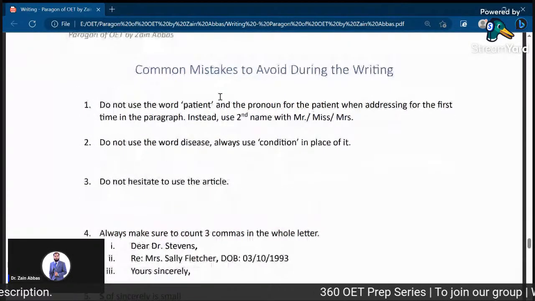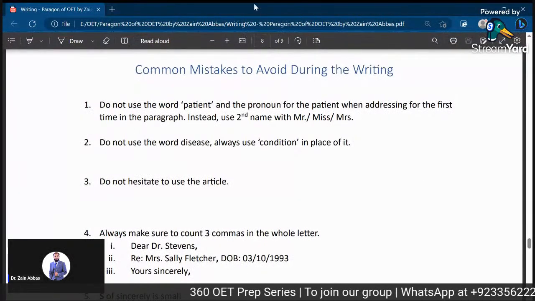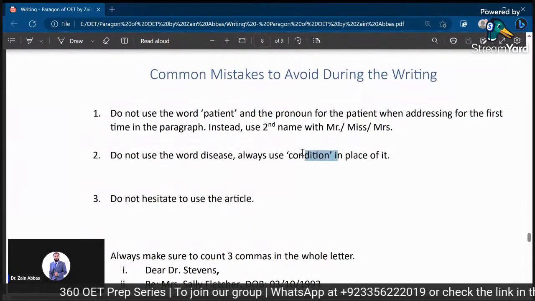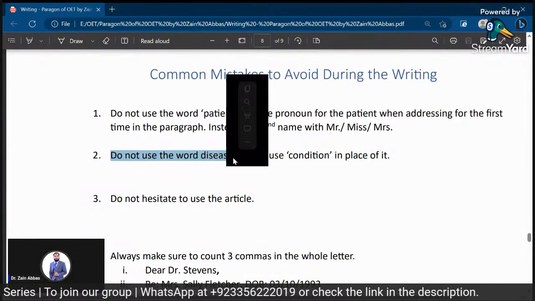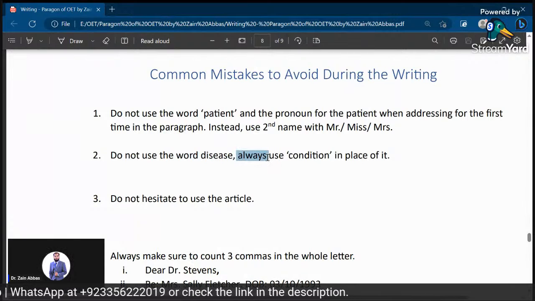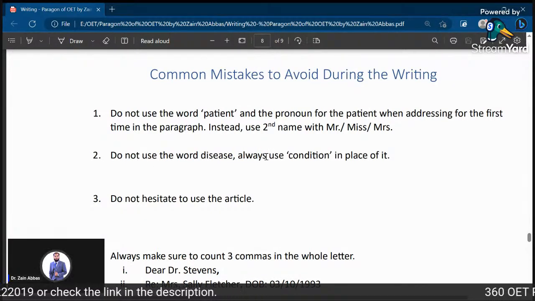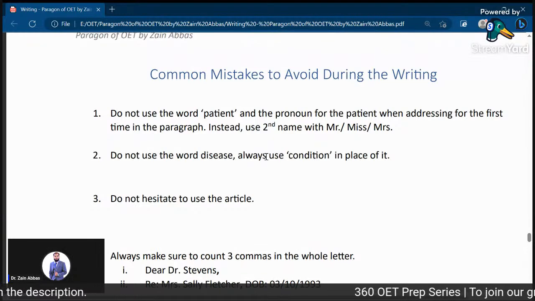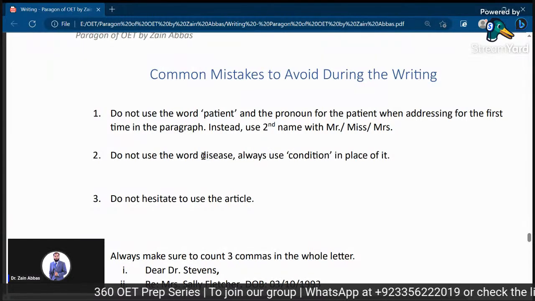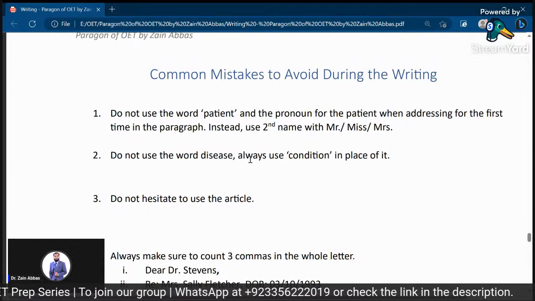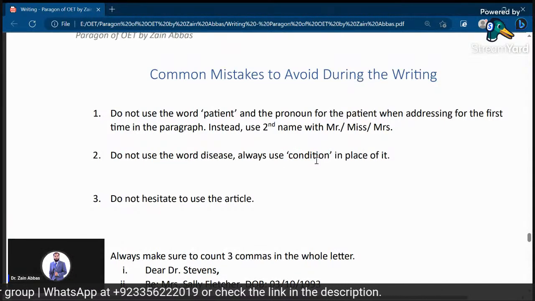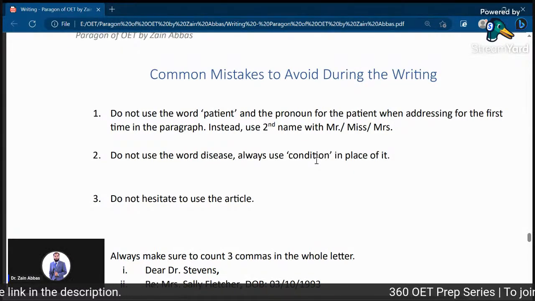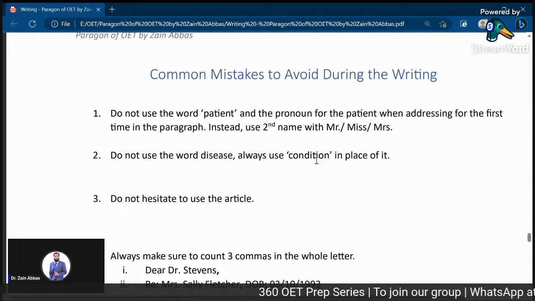The next mistake that is usually made by students is here. Do not use the word disease. Doctors mainly encounter these conditions, and that's why the word disease is very common. But please don't use the word disease, and use the word condition in place of that. It will help you to maintain your formal discussion and formal writing, and it will also be considered rude if you use the word disease in front of the patient.